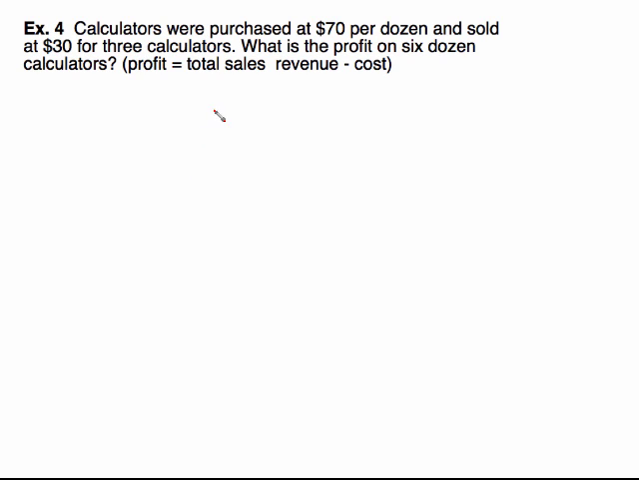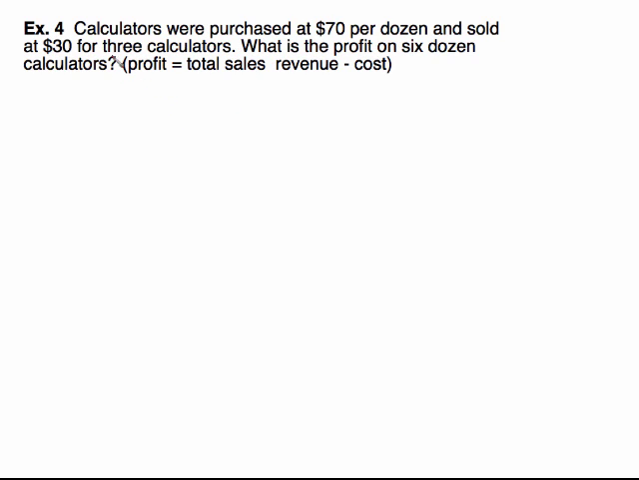Calculators were purchased at $70 per dozen and sold at $30 for 3 calculators. What is the profit on 6 dozen calculators? There's a whole lot packed into this problem, and you should see a little discrepancy right off the bat. They were purchased at $70 per dozen and sold at $30 for 3 calculators. Here we are with the apple and orange situation. We've got to get this into the same lingo.